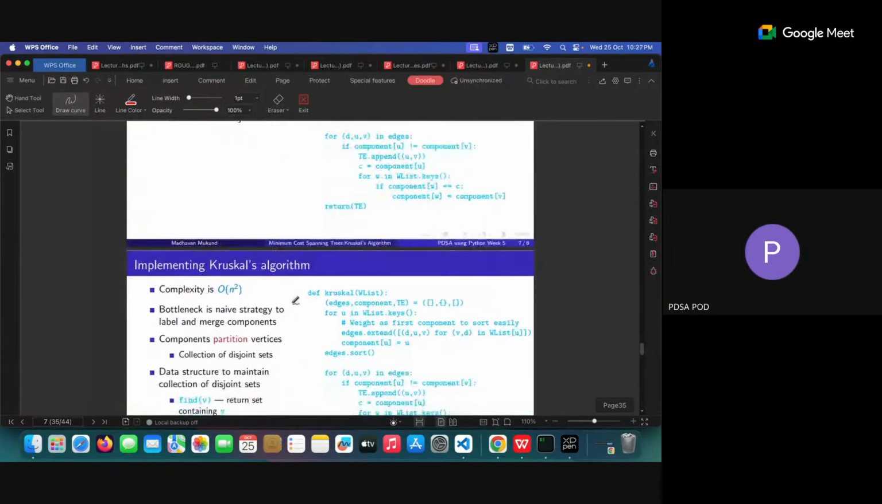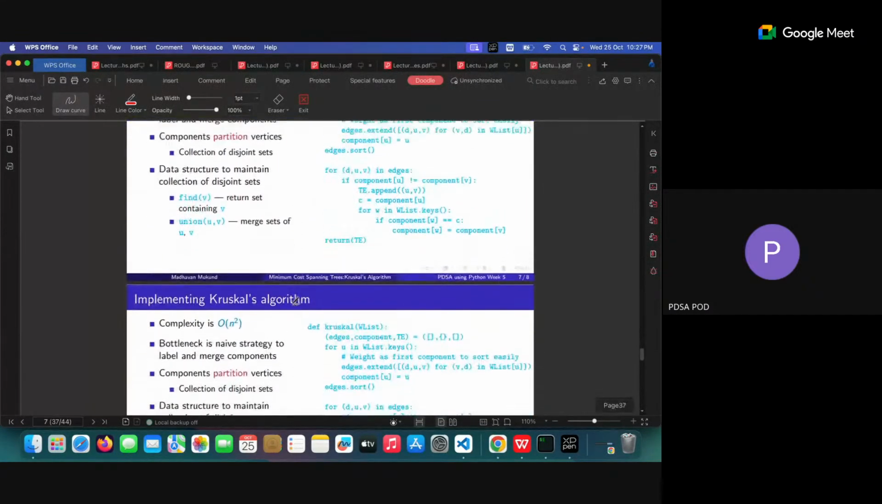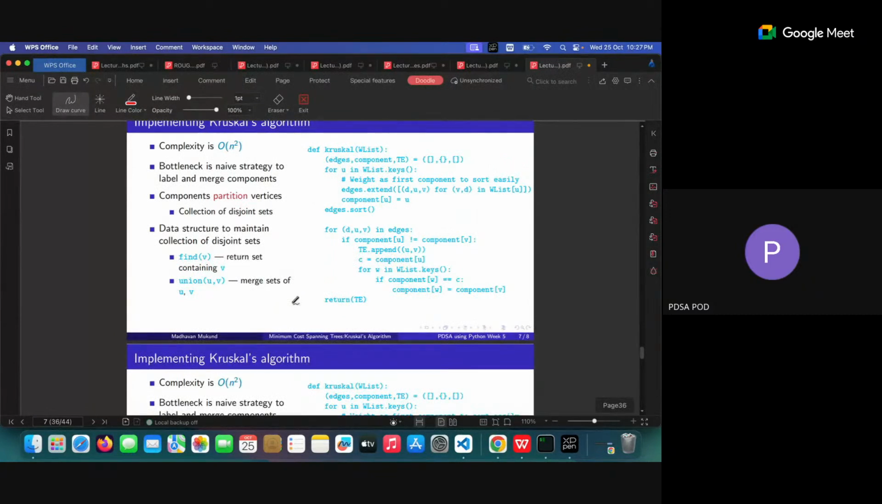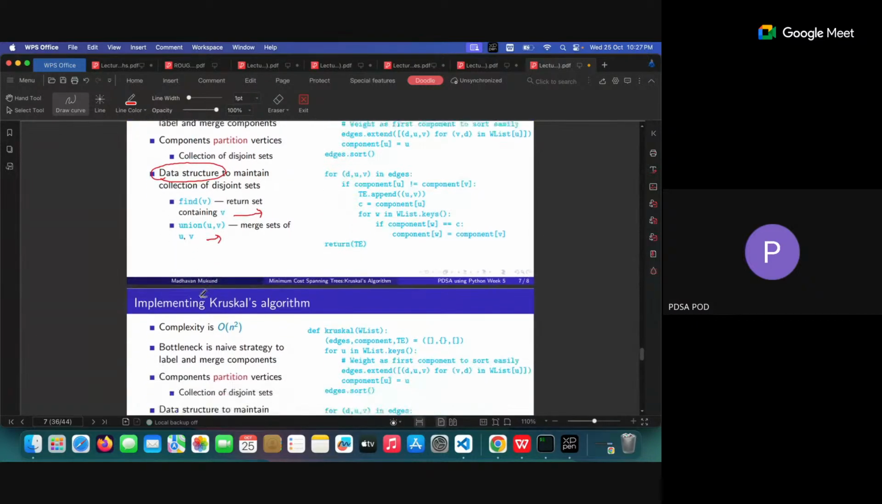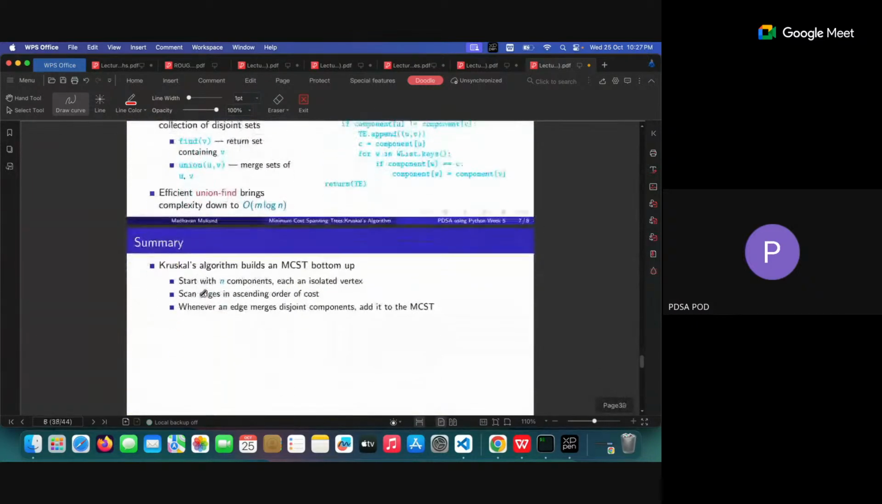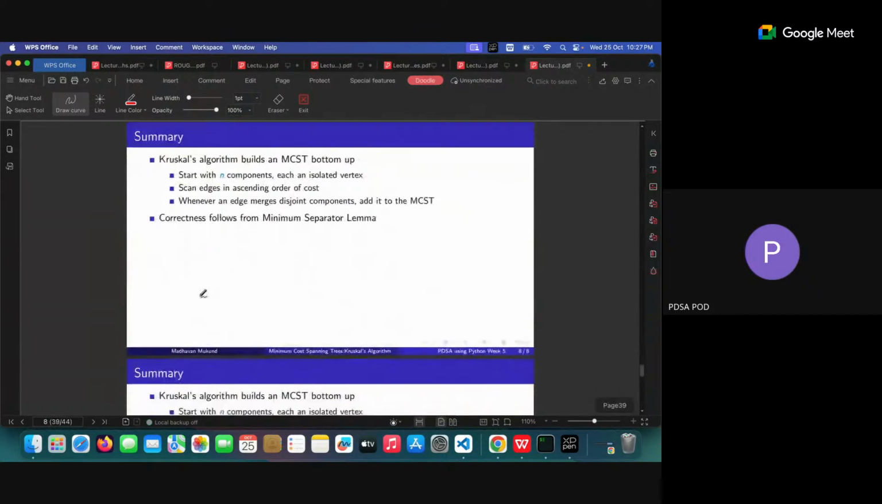Partitioning is somewhat like this. You can reduce it, but you need to write a separate procedure for find and a separate procedure for union. If you maintain a separate data structure for finding a vertex and union of it, then you can reduce the complexity of the Kruskal algorithm. So this is pretty much it.